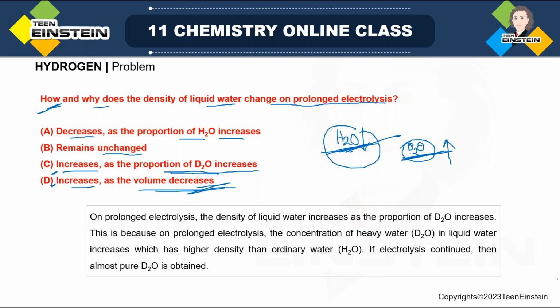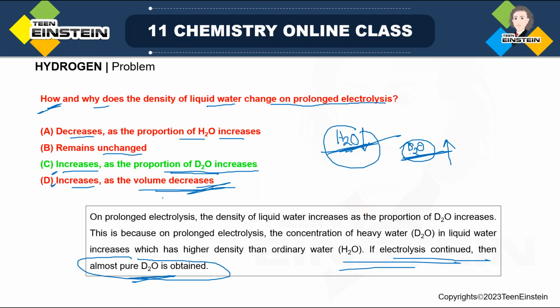So this is because on prolonged electrolysis, the concentration of heavy water in liquid water increases, and it has higher density, which you can find in the table that I have already provided, the density comparison among H2O, D2O and T2O. There you can see it has higher density than ordinary water. If you continue electrolysis for a very long time, you can almost get pure D2O, and this is the process of exhaustive electrolysis by which you can prepare D2O. It also gives the answer why the density of liquid water is increasing. So the answer is that the proportion of D2O increases, and this method is also the preparation method for D2O. So that is the correct option, option C.